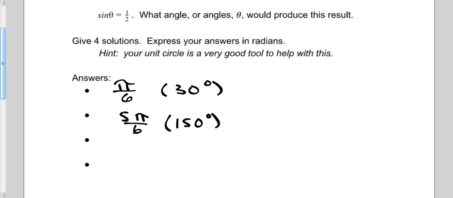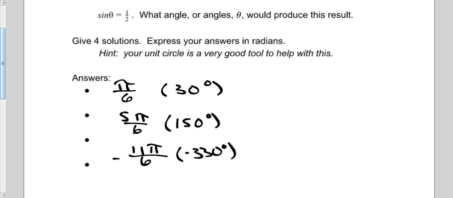390, 360 plus another 30. I'd buy that. How about a negative angle? Is there a negative angle that also is equal to this? Negative 330, or negative in radians? 11 pi? So negative 11 pi over 6, which is the same as negative 330.